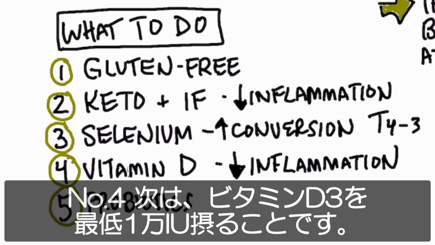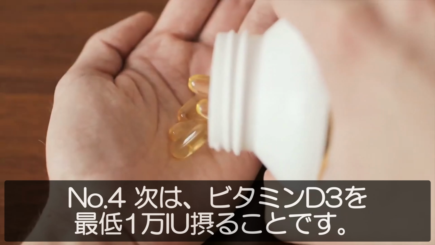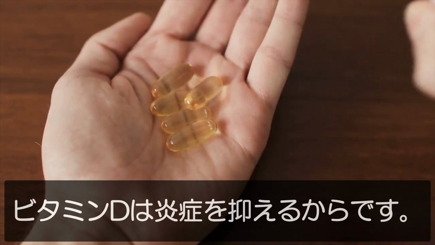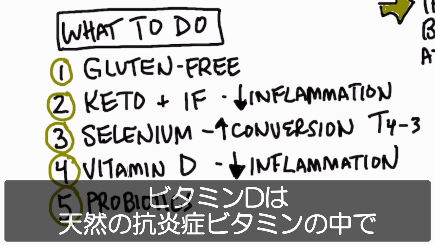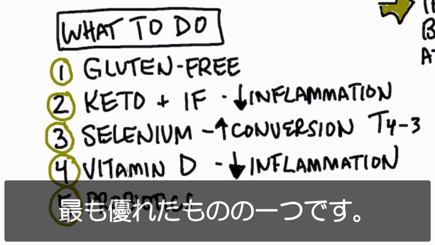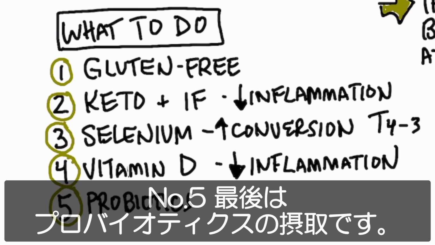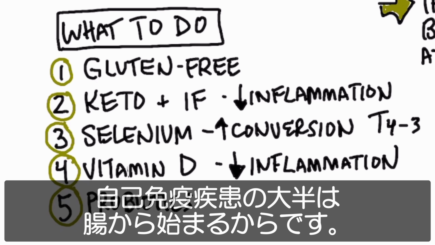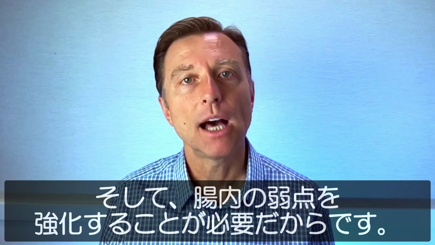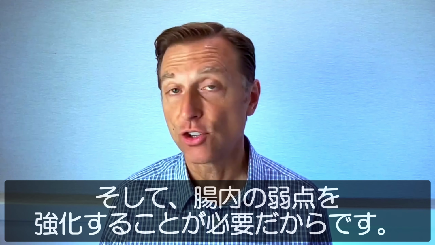Next thing you want to do is take vitamin D3, minimally 10,000 IUs. Why? Because vitamin D can help you with your inflammation. It's one of the best natural anti-inflammatory vitamins out there. And the last thing to take is probiotics, simply because most autoimmune conditions start in the gut, because you want to start building up that weak link in your gut.